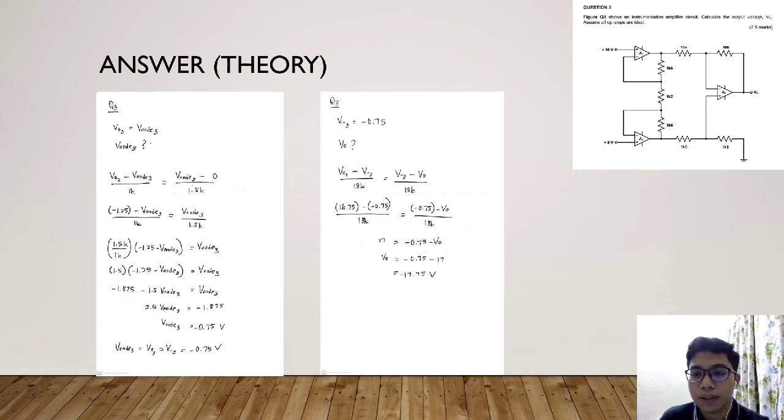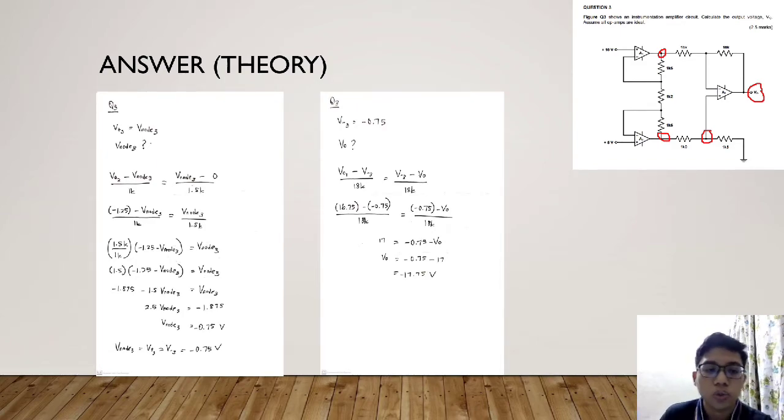Next, we already have the values of V output 1 and V output 2. So in order to find V output here, we have to determine the value of V plus. V plus is equal to V minus. As you can see here, we can find V naught here to get the value of V plus.